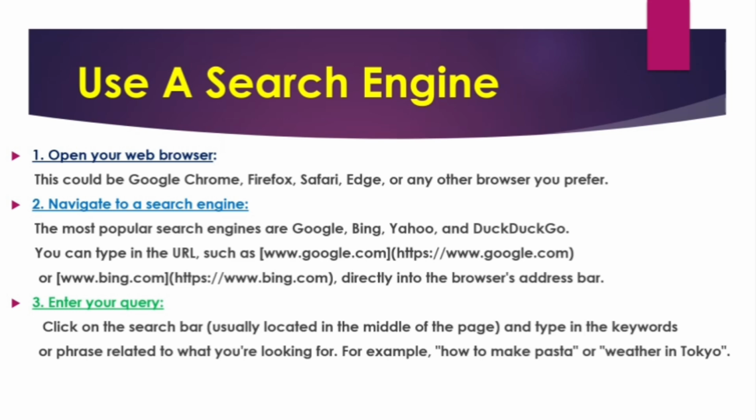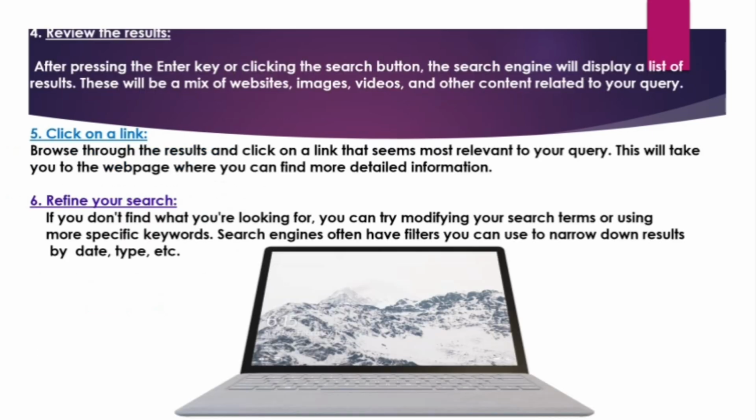3. Enter your query. Click on the search bar, usually located in the middle of the page, and type in the keywords or phrase related to what you're looking for. For example, how to make pasta, or weather in Tokyo. 4. Review the results. After pressing the Enter key or clicking the search button, the search engine will display a list of results. These will be a mix of websites, images, videos, and other content related to your query.